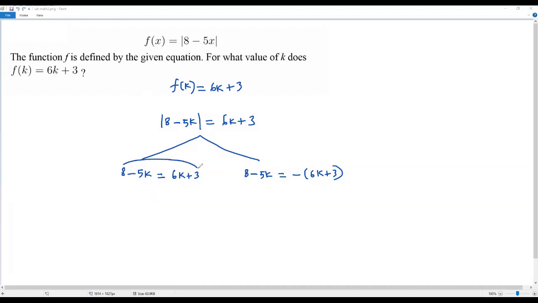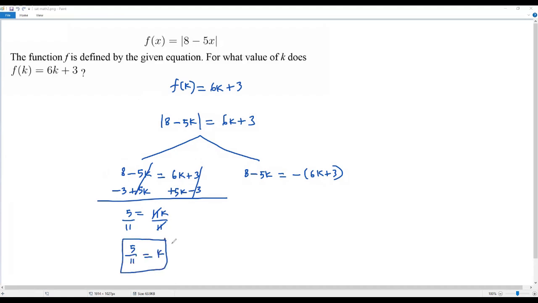Now let me solve for k in the first equation. Let me add 5k to both sides and also subtract 3 from both sides. Then +3 and -3 cancel out, and -5k and +5k cancel out. Here I am getting 5, since 8 - 3 is 5. On the right side, 6k + 5k is 11k. Let me divide both sides by 11. Then I am getting 5/11 = k. In the first equation, I got k = 5/11.